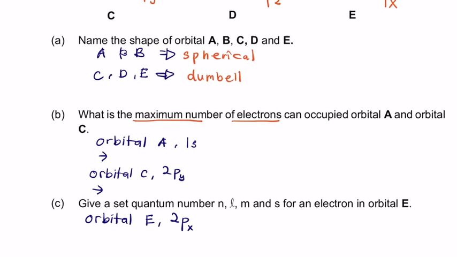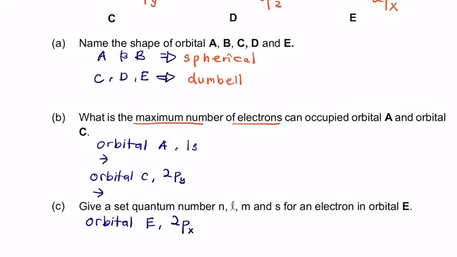Okay. And next, what is the maximum number of electrons that can occupy orbital A and C? So orbital A, as you know tadi, dia adalah 1s. So kalau maximum for 1s will be 2 electron. While for 2PY, okay, dia bukannya tanya 2P. Kalau 2P, dia akan ada degenerated orbital. Tapi ni dah spesifik dah 2PY. So kalau 2PY maksudnya salah satu sahajalah. So kalau salah satu sahaja, maximum also will be 2.